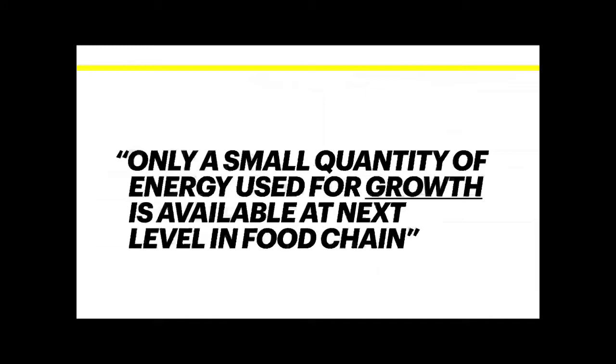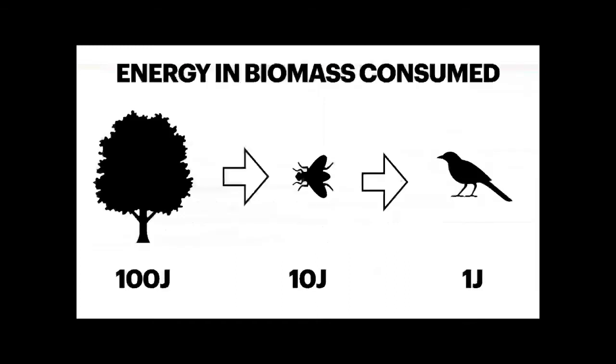Remember from lesson 1, only a small quantity of energy used for growth is available at the next level of the food chain. Okay, so the energy is used for growth. When something grows, it's going to gain what we call biomass. Now you probably know mass from physics. Mass is how much of you there is. Okay, often confused with weight. So weight's actually a force. Mass, if I'm saying like I'm 12 stones, that's my mass. Okay, the biomass then is the mass of living material.